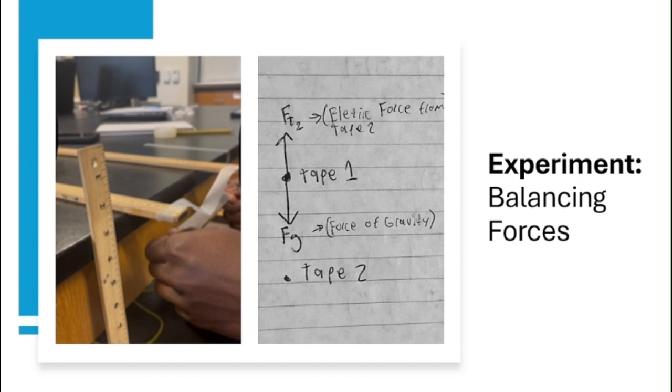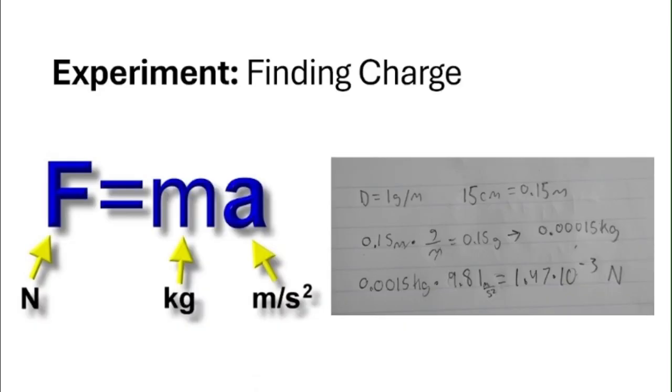Since the momentum of the tape remained constant, we concluded that the net y component of the force acting on the tape was 0. This was due to the fact that the force of gravity on the first tape was being balanced by an electrical force from the second tape. If we assume both tapes to be point charges, the vertical forces on the first tape can be modeled by this free body diagram.